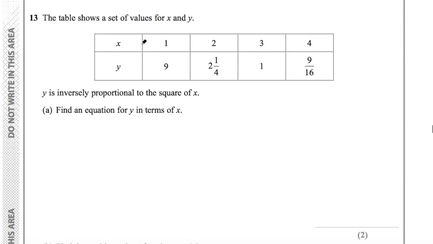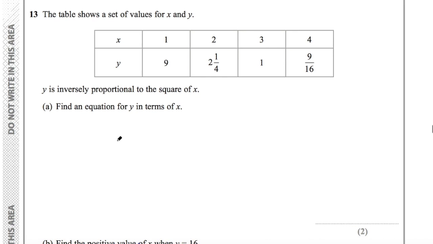Question 13 says the table shows a set of values for x and y. Y is inversely proportional to the square of x. Find an equation for y in terms of x. So when we're told two things are proportional, we can use this symbol. So that means y is proportional to whatever's on this side. Now here we're told y is inversely proportional to the square of x. So when something is inversely proportional, we can say that y is proportional to the inverse of that thing, and in this case it's not just inversely proportional to x but the square of x. So that represents that relationship.